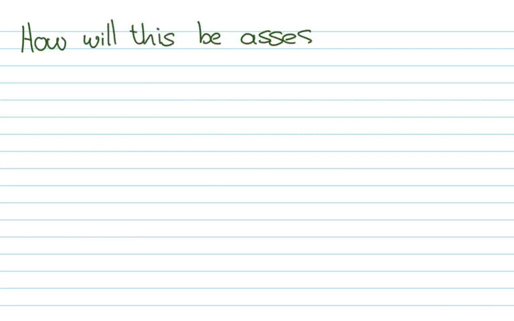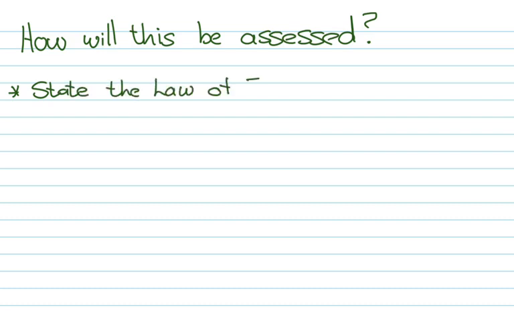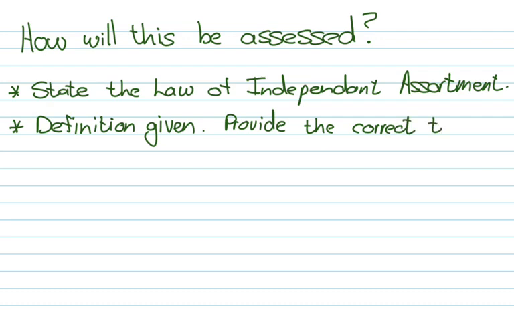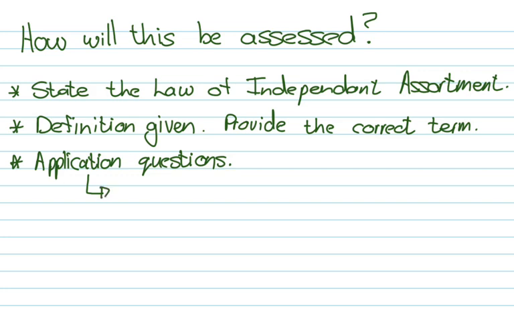So now we have to ask ourselves the question, how is this going to be assessed? Now, there's three possibilities. The first one, they can go with straightforward definition. They can ask you to state the law of independent assortment. So memorize, study, regurgitate back. Or they can do what they normally do in question 1.2. They can give you the definition and then you have to provide the correct term. Or lastly, they can ask you to apply this to a situation.